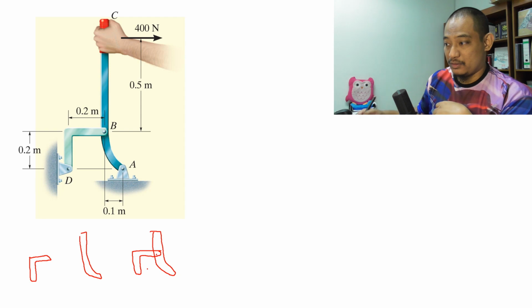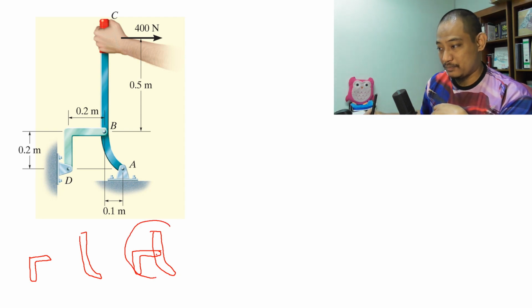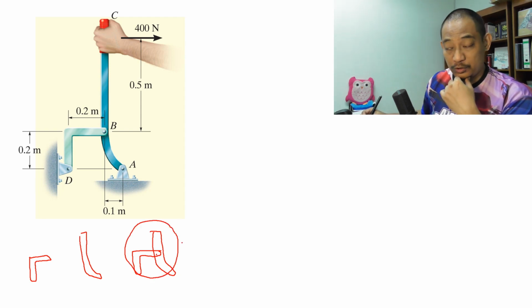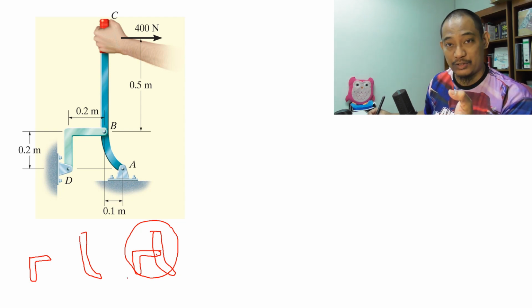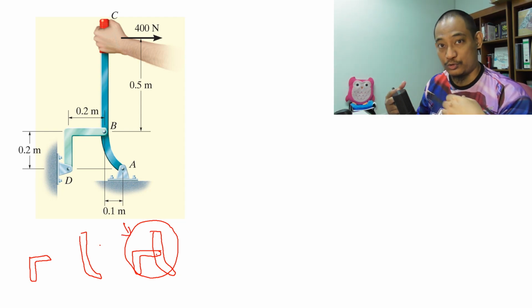However, if you select this one, normally it's not useful because you cannot actually solve what you want to solve, because the number of unknowns will be more than the number of equations that you have. Hence, that is why normally we separate all the bodies involved. It's not that this free body diagram is wrong. It is correct, but it is not helpful for you to solve anything.